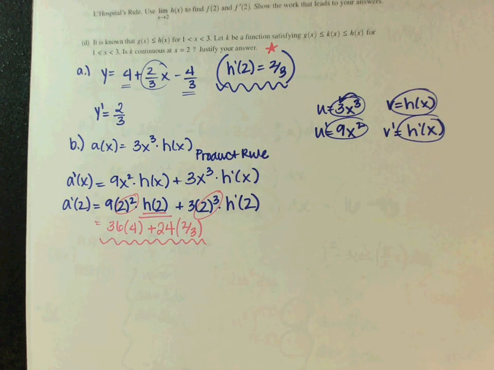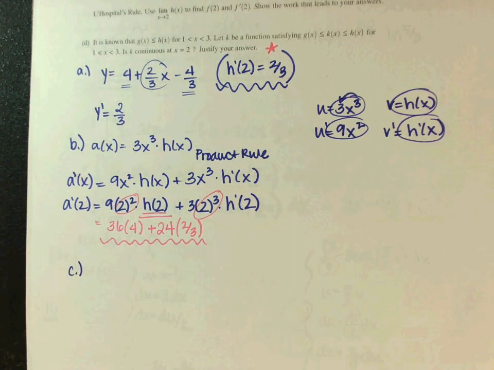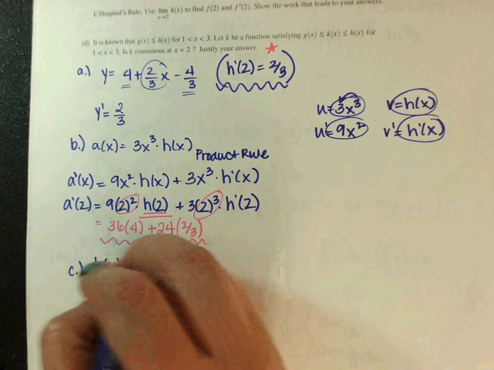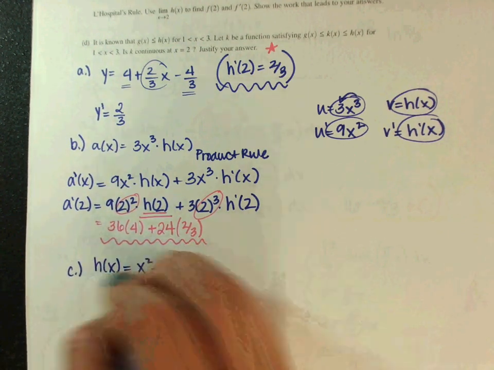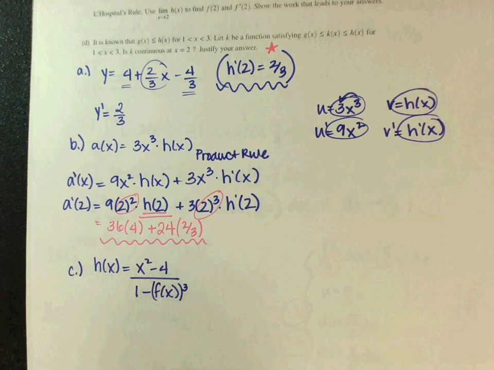Alright, part C is a little bit of a rabbit trail you have to kind of go on. It says the function h of x equals x squared minus 4 over 1 minus f of x quantity cubed for x not equal to 2. It is known that the limit as x approaches 2 can be evaluated using L'Hopital's rule. Using the limit as x approaches 2 of h of x, find f of 2 and f prime of 2. Show the work that leads to your answer.